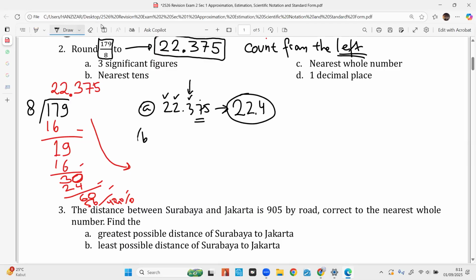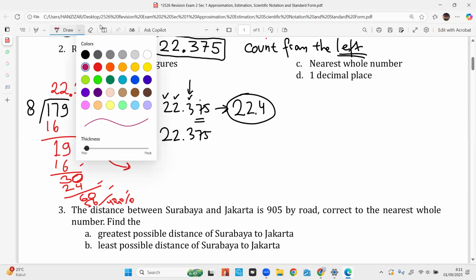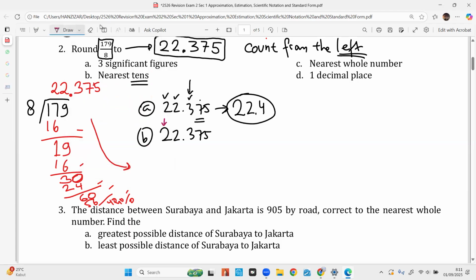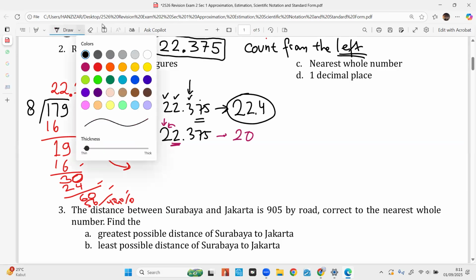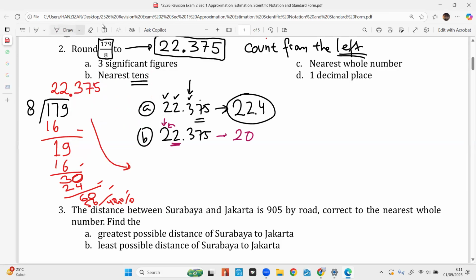Question B. I rewrite the number one more time. Nearest tens. So nearest tens is located here. Right? 22. Then, so 20. Because the 2 keeps the number rounded down. Okay. Next, question C.